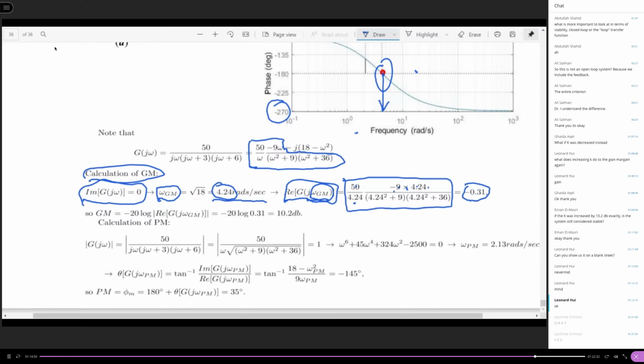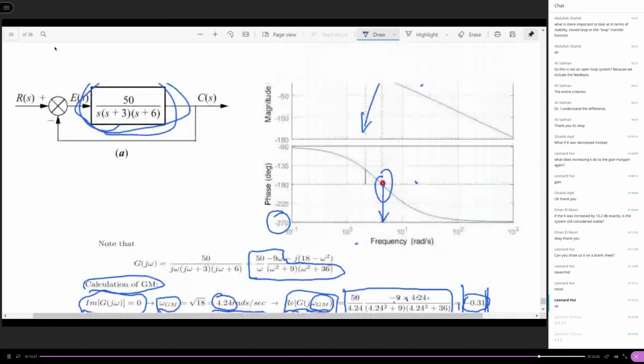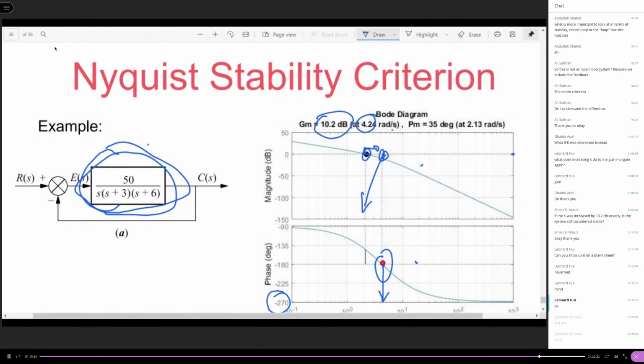Then the third step is we use the gain margin formula to calculate the gain margin. It's going to be equal to minus 20 log of the double bar real part, the absolute value. You need to take the absolute value, not the real value, because the real value is negative and taking the log doesn't make sense. So that's going to be minus 20 log 0.31, which is exactly equal to 10.2 dB. Correct, consistent with the value here.